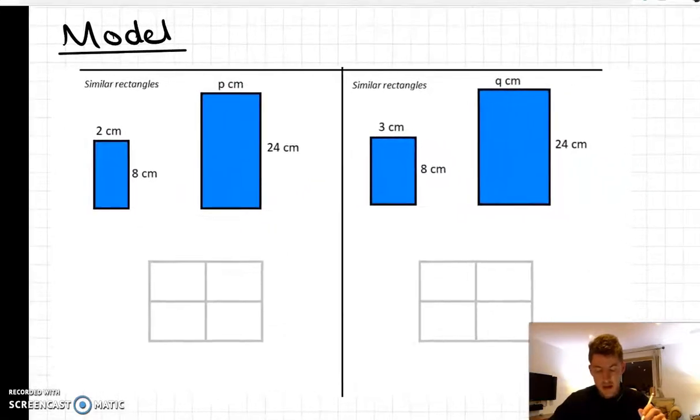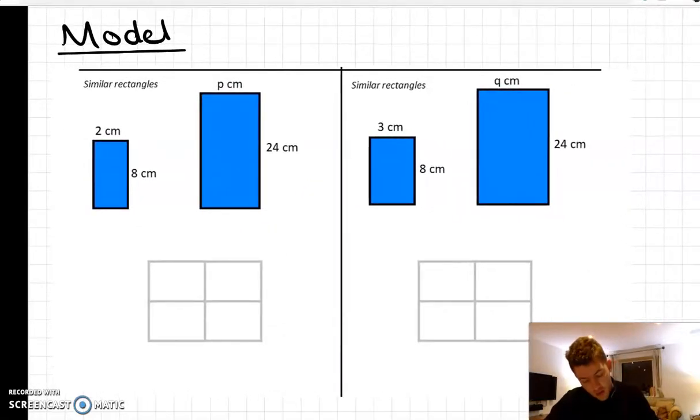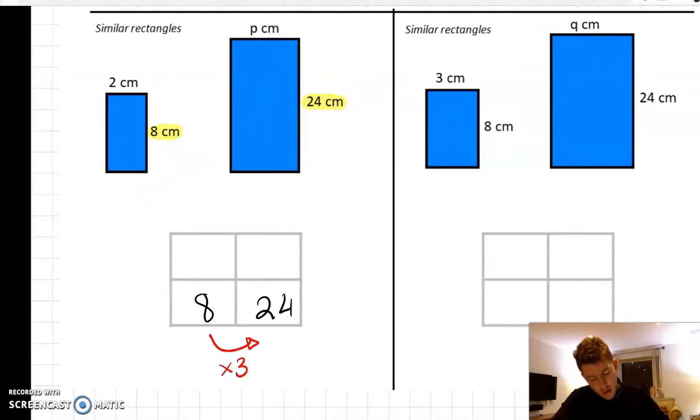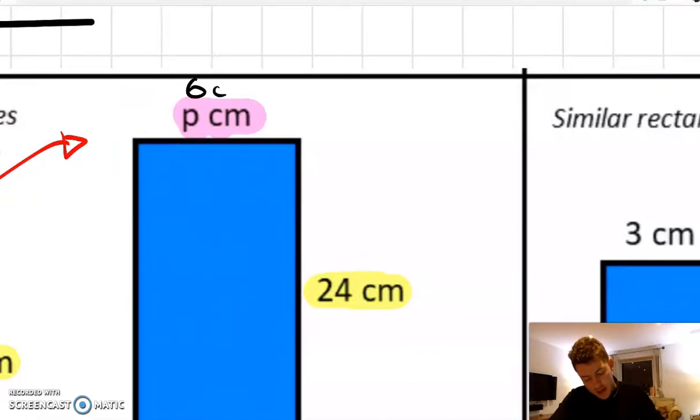These are similar rectangles. Now we want to find the missing length. We've got 8 and 24. I'm going to put that here. 8 and 24. I'm telling you they're similar. So 8, what do we multiply it by? It's going to be a multiplication of 3. So it's got a width of 2. To go from here to here, we need to multiply it by 3. That's going to be 6. So in here, it's going to be 6 centimeters.